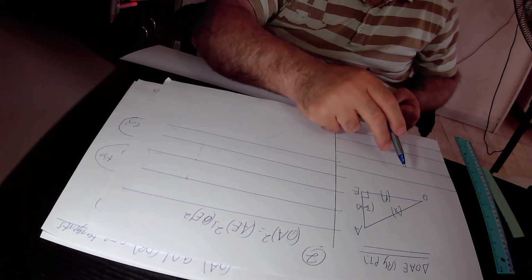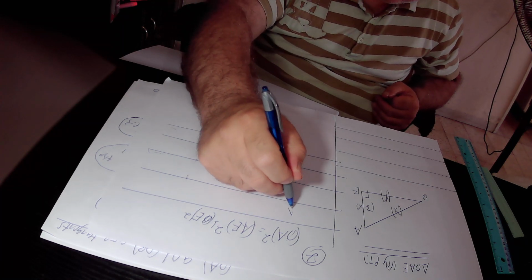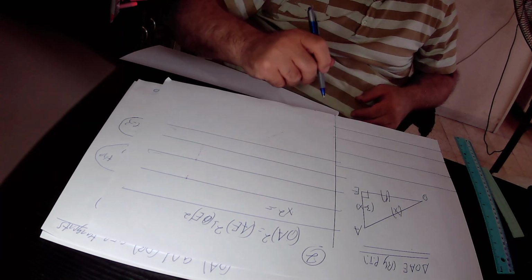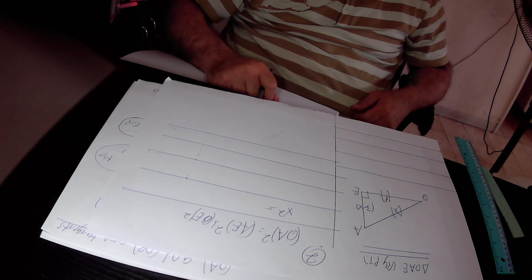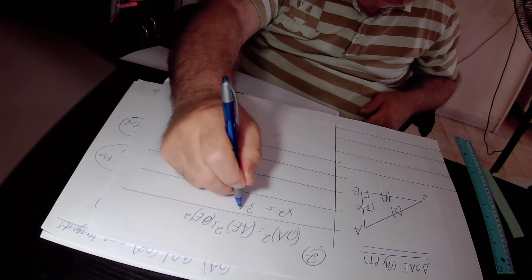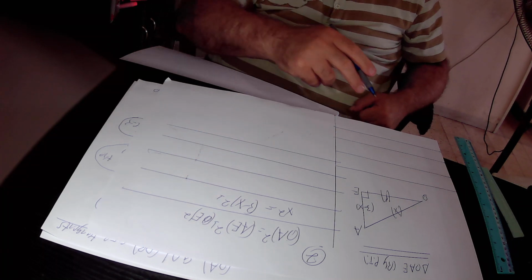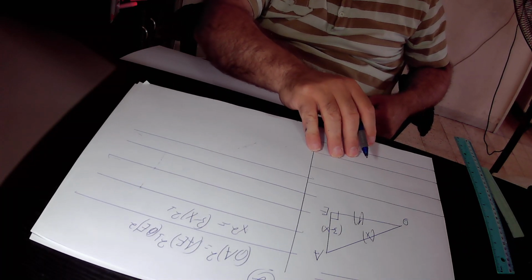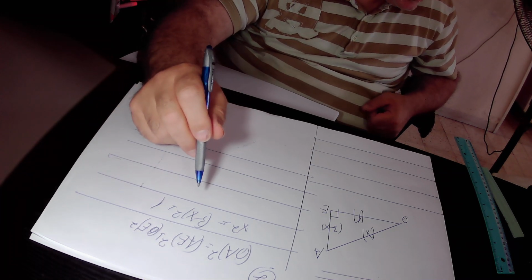The hypotenuse OA equals x units in length, therefore OA squared is x squared. And it is equal to AE squared. AE is 3 minus x, therefore AE squared is (3 minus x) squared. Plus OE squared. OE is 1, therefore OE squared is 1 squared, that is 1. So in total, x squared equals (3 minus x) squared plus 1.